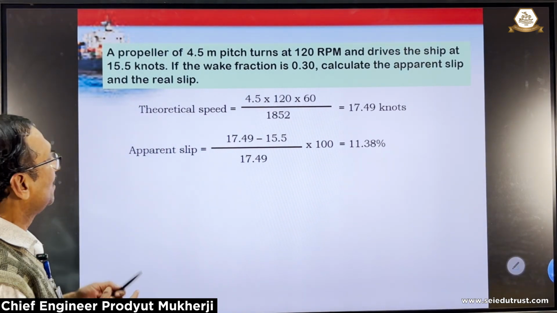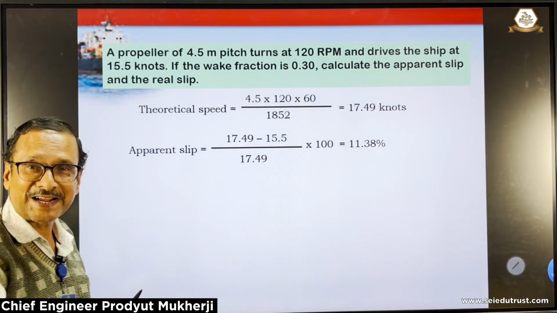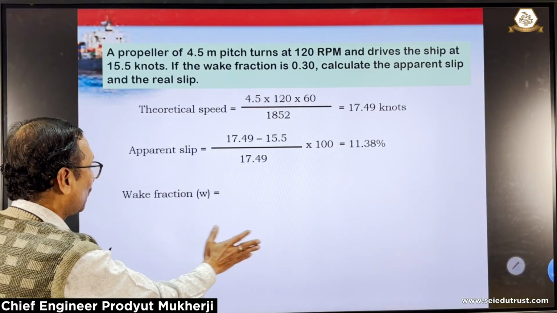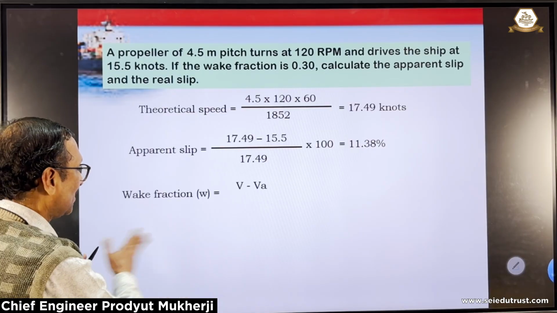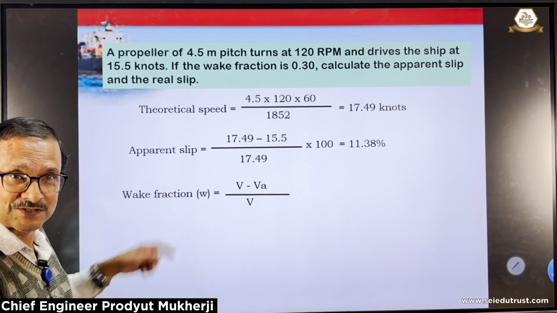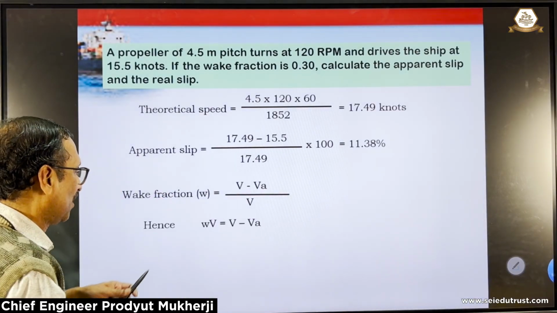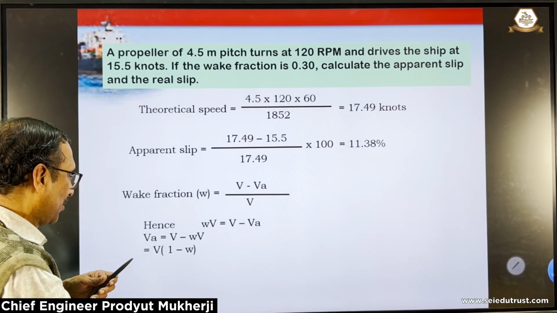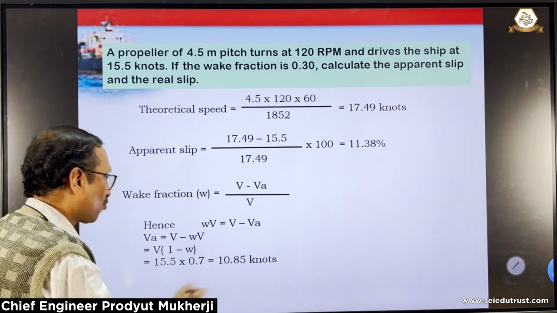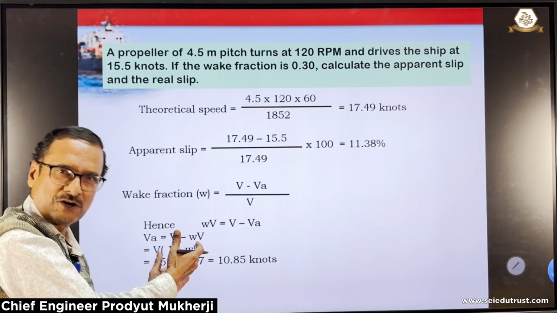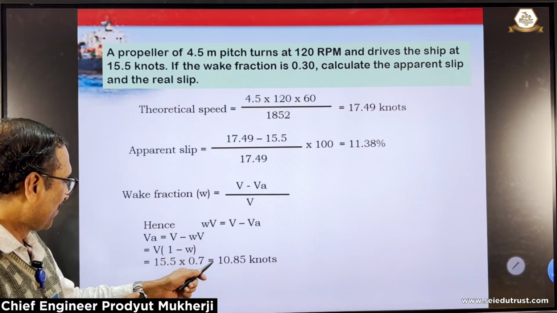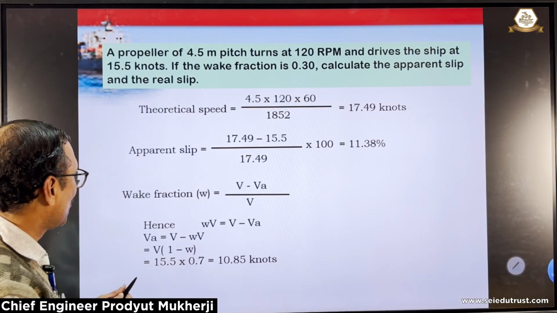And then we have to calculate the real slip. You see, the wake fraction is given. From that, we can calculate the speed of advance, because for real slip, we need the speed of advance. So this is the formula for wake fraction. Ship speed is given, wake fraction is given. We can easily get to know the speed of advance. So this is the calculation for speed of advance, that is 10.85 knots. If you want to go through the calculations again, you can just pause your video at this point and check how it has been done. So we get the speed of advance at 10.85 knots.